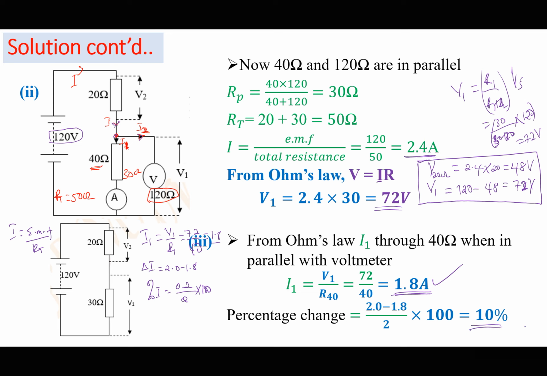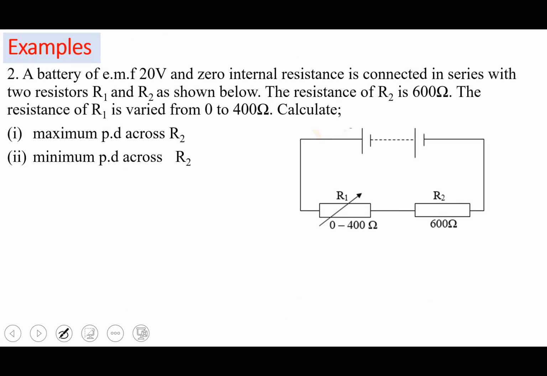Okay, so all that we are using is potential dividers. Let's try another example. A battery of EMF 20 volts and 0 internal resistance is connected in series with the two resistors R1 and R2 as shown. The resistance of R2 is 600 and this is fixed, so R2 is fixed. The resistance of R1 is varied from 0 to 400.